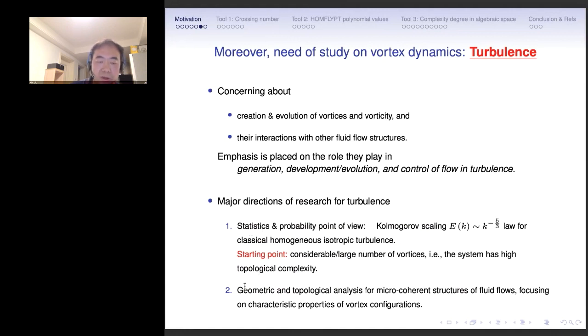The second direction is geometric and topological analysis for microcoherent structures of fluid flows. That is focusing on constructing characteristic topological invariants to study the geometry and the topology of some vortex configurations, right? So I think our research below is in the second direction, geometric and topological analysis.